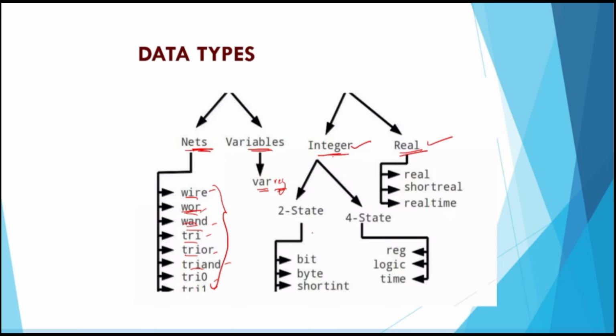Okay, this integer has again two-state and four-state types, where the two-state data types are like bit, byte, shortint. You also have int and longint along with this. Then in four-state you will have reg, logic, and time. And then in real you will have real, shortreal, realtime, right?